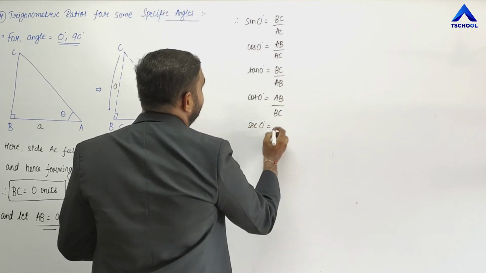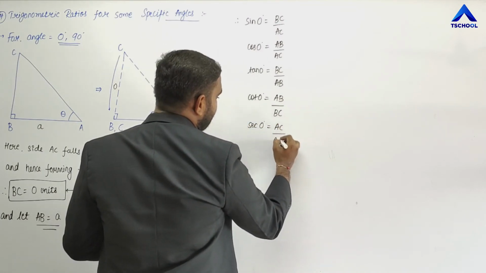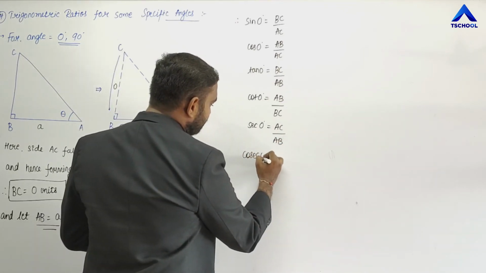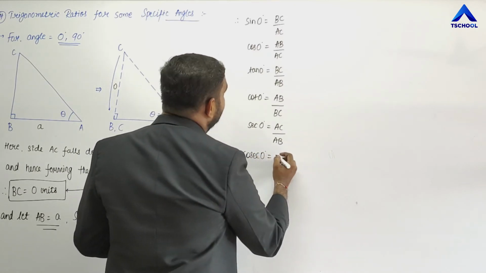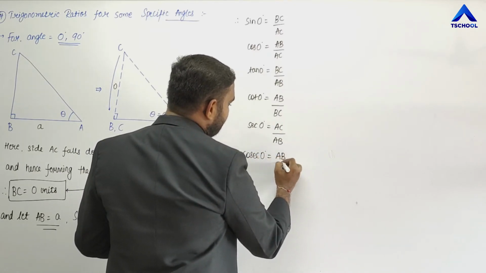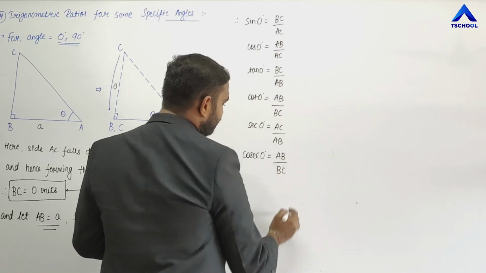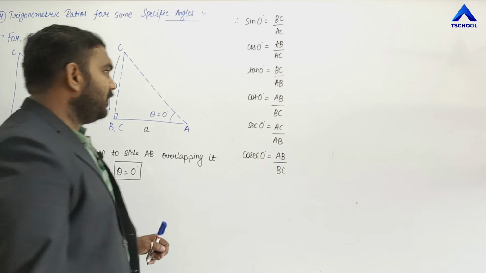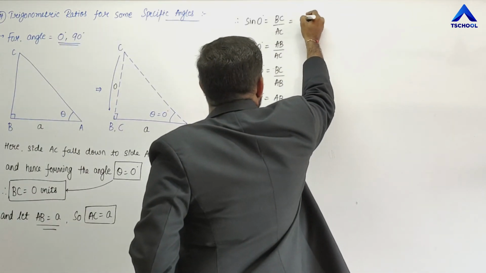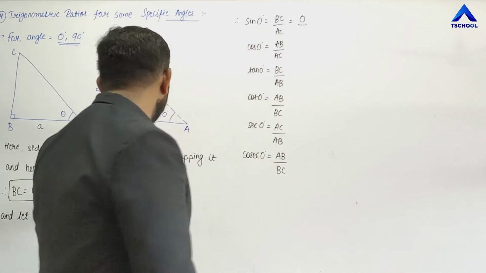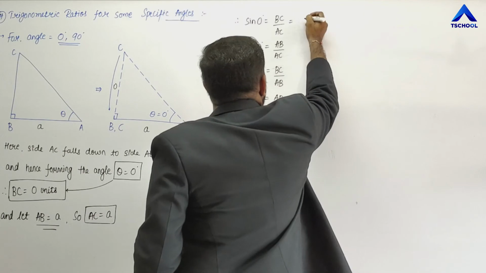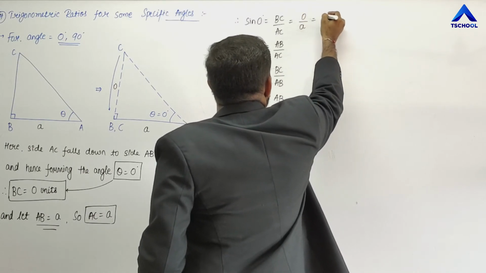Sec 0, which is equals to hypotenuse divided by the side adjacent to 0, and cosec 0, that is hypotenuse divided by side opposite to 0. So we got these 6 ratios here mentioning these sides. Okay, now let us put down the values. We had BC equals to 0 divided by AC. What is AC? A, right? 0 upon anything is 0.